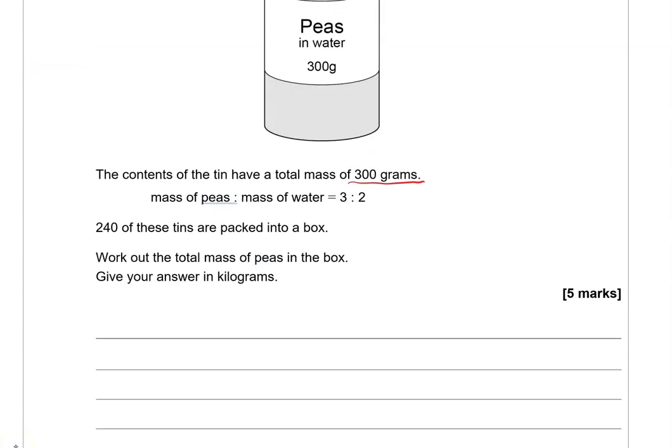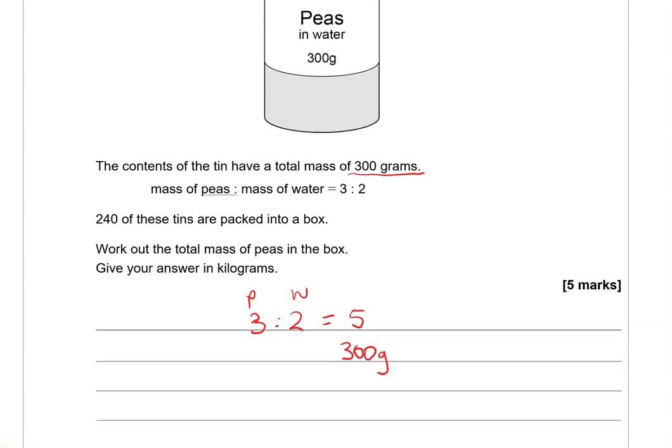Each tin has a mass of 300 grams. We've got a ratio of mass of peas to mass of water being 3:2. So that is 5 units, as 3 and 2 gives us 5. That is 300 grams. 300 divided by 5 gives us 60. So that means we've multiplied 5 by 60 to get 300, so we'll need to do the same to peas. 3 times 60 gives us 180 grams. So in each tin there is 180 grams of peas.